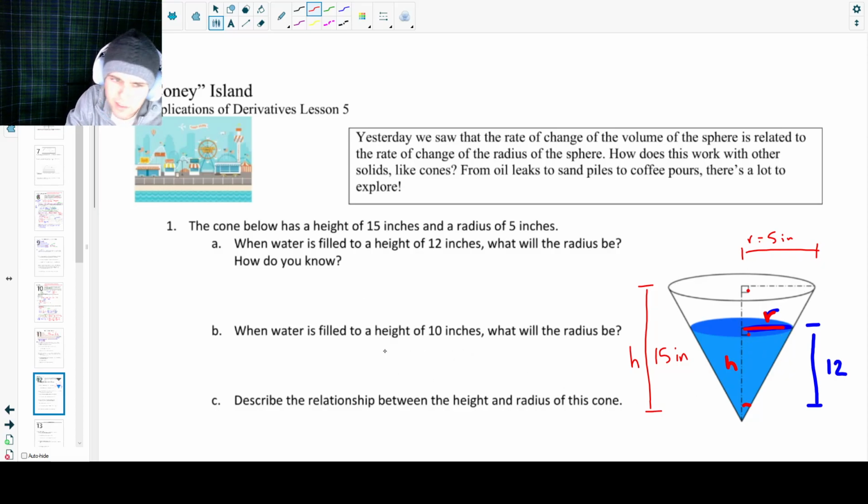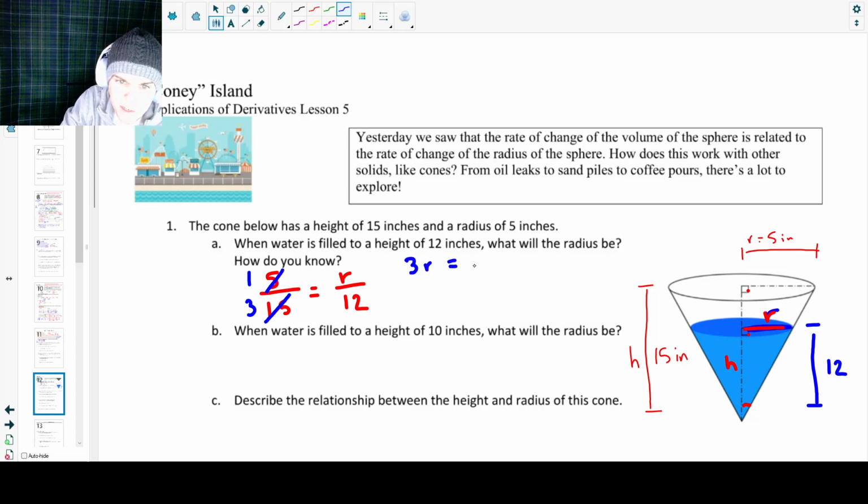So how do we figure this out? We can set up a nice proportion. The radius of our larger cone divided by the height of our larger cone is going to equal the radius of the smaller cone divided by the height of that smaller cone. And fortunately for us, we can simplify one of these fractions to make this a little bit easier. 5 over 15 does simplify to 1/3. And when we do our cross multiplication here, we get 3r equals 12, and divide both sides by 3. We can find that our radius will be 4 inches.